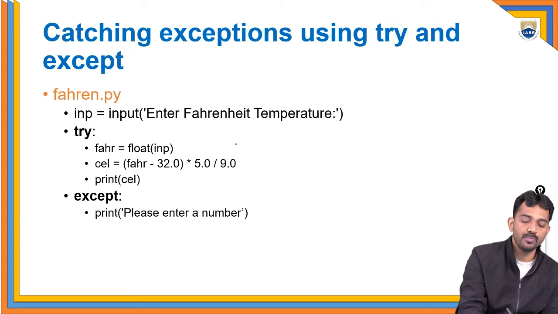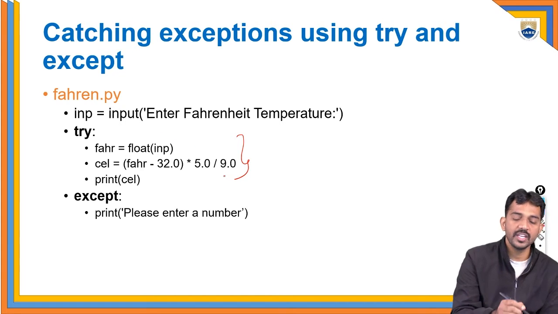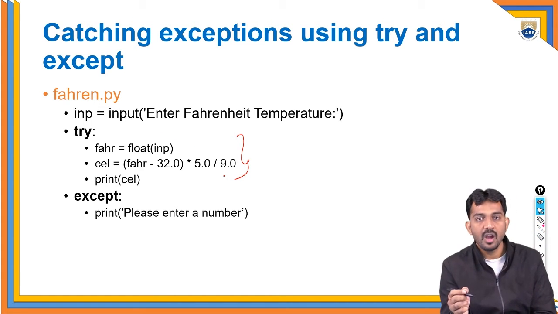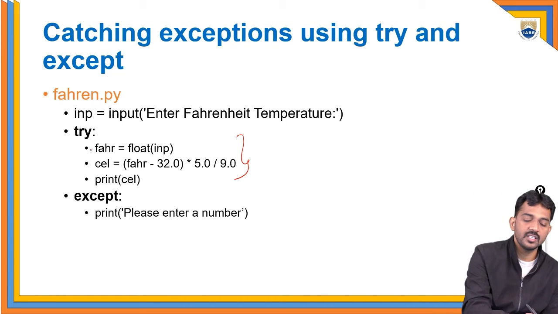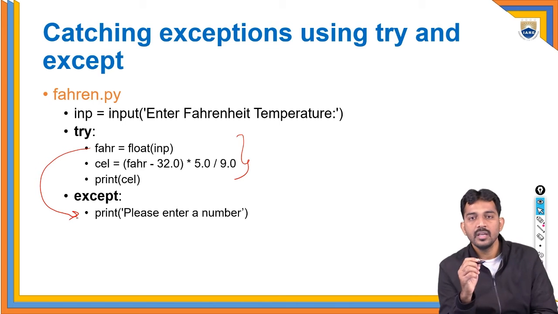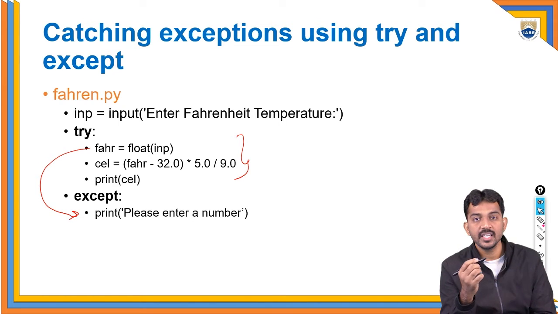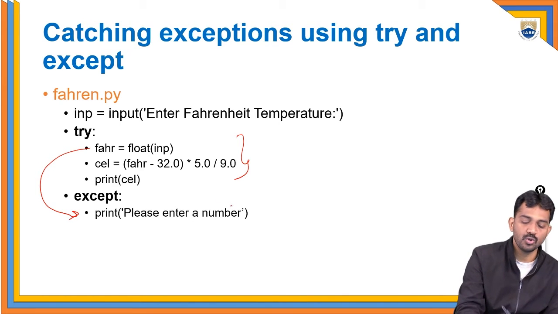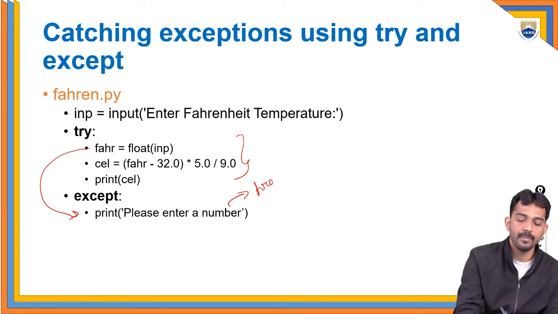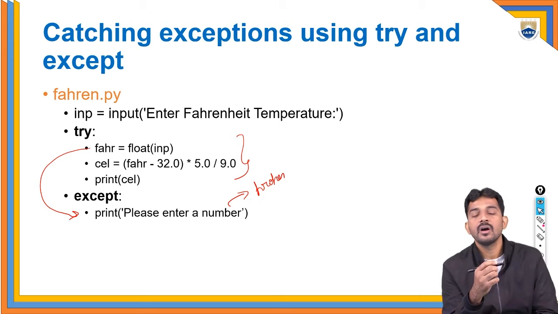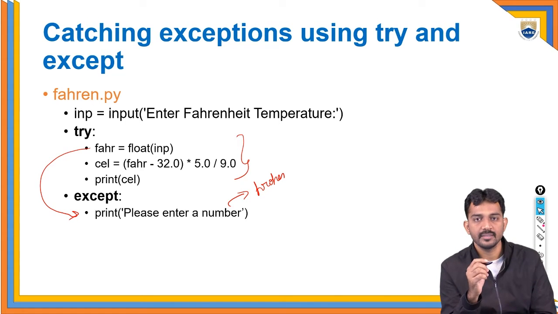Whatever data I'm going to convert, I wrote inside the try block. Whenever the exception is generated, the interpreter sends control to the except block. Here, instead of generating the error, it prints the message you wrote: enter a number. It gives a proper intimation to the client.